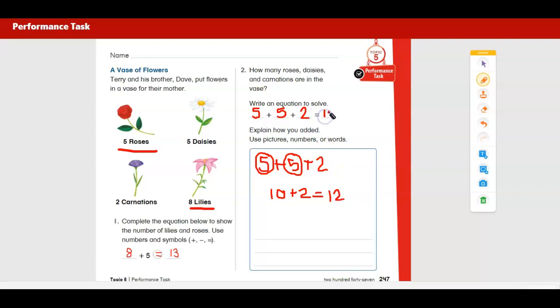So you could write your work in the bottom. I use numbers, but if you wanted to show pictures, if you do pictures of flowers or pictures of your counters, you could also do that too. But our answer for number 2 is 12.